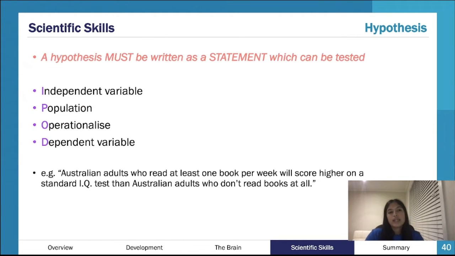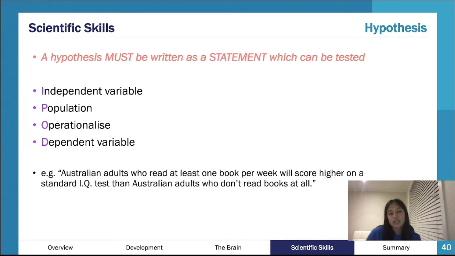So in terms of really, really important things, hypothesis. If you're going to conduct experimental research or an investigation, you need to have an assumption or an expectation of what's going to happen. So you need to include these 4 things: IPOD. Again, you'd be pretty confident with these things from junior science and stuff like that.